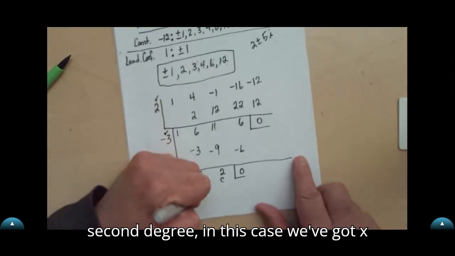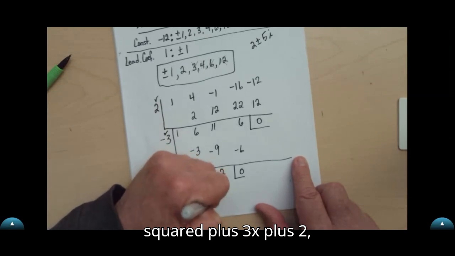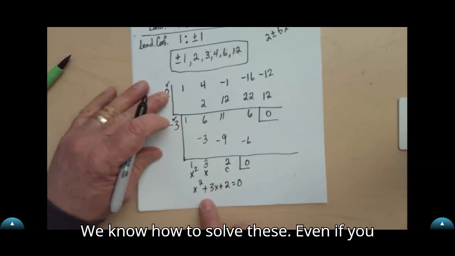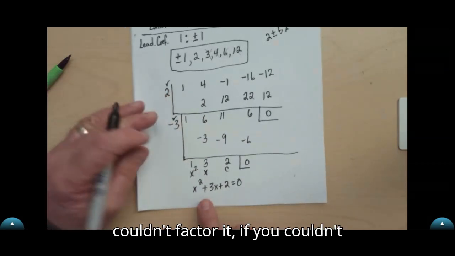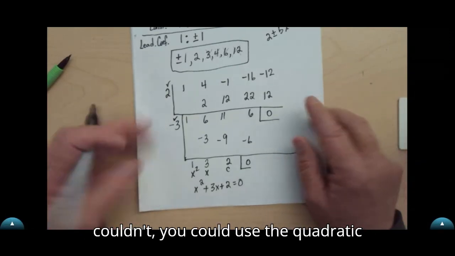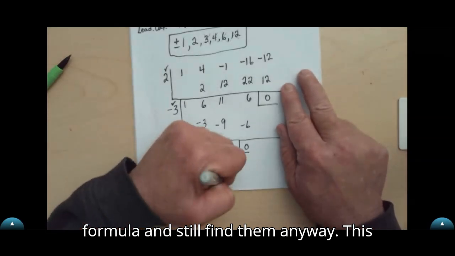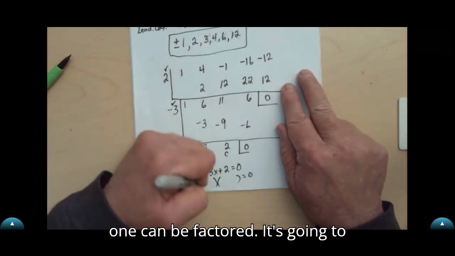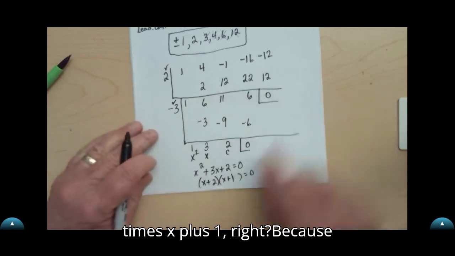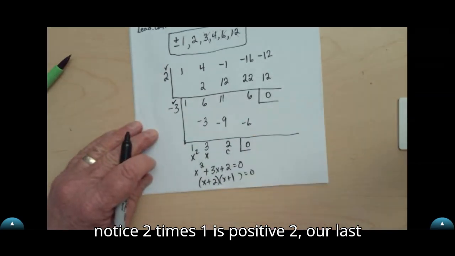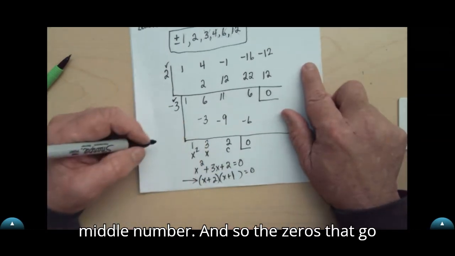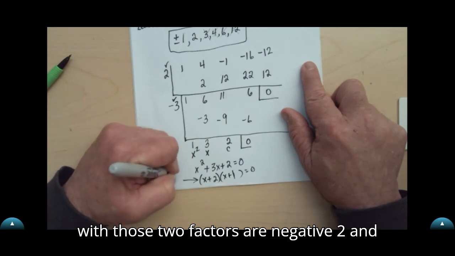When you get it down to 2nd degree, in this case, we've got x squared plus 3x plus 2. Just set that equal to 0 and solve it. We know how to solve these. Even if you couldn't factor it, that means your other zeros aren't rational numbers. But even if you couldn't, you could use the quadratic formula and still find them anyway. This one can be factored. It's going to factor as x plus 2 times x plus 1, right? Because notice 2 times 1 is positive 2, our last number. 2 plus 1 is positive 3, our middle number. And so the zeros that go with those 2 factors are negative 2 and negative 1.